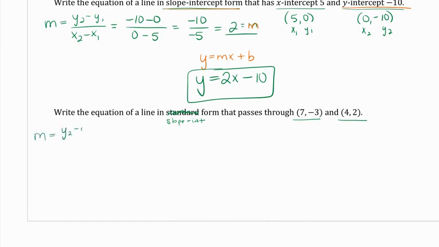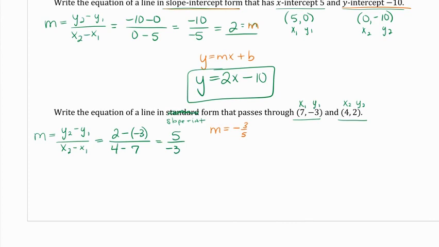So we're going to do our y2 minus y1 over x2 minus x1. Okay, and if you want, I find it helps a lot to label your points. So x1, y1, x2, y2. So we'll do 2 minus negative 3. And on the bottom, the x's, I'm going to do 4 minus 7. 2 minus negative 3, that's like 2 plus 3, so I get 5. And on the bottom, 4 minus 7, that's negative 3. So that means that our slope is negative 3/5, right?